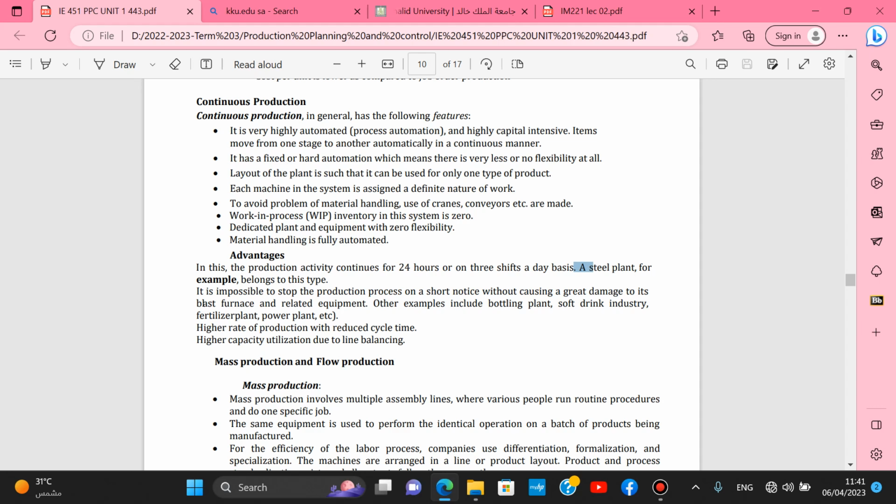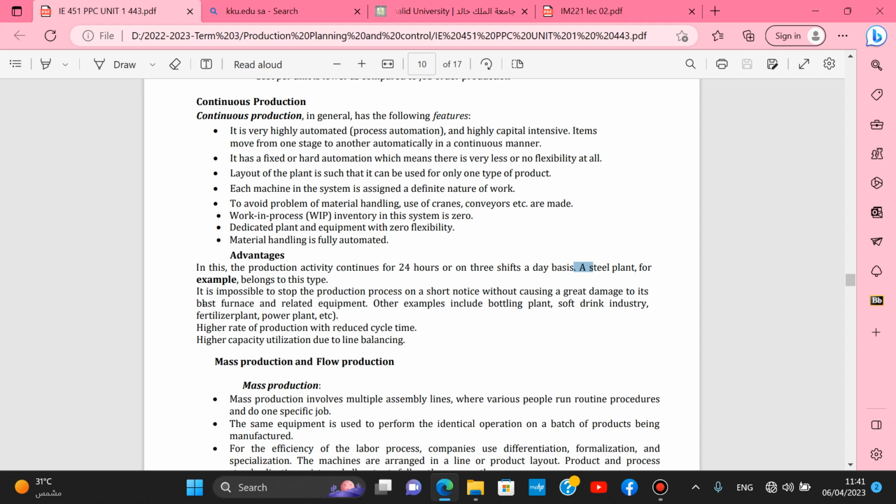التوقف في البرودكشن في الحالة هذه يعني يعتبر حدث خطير. عرفتوا كل الناس تتجند علشان تشوف سبب توقف الشغل. اوكي ما لازم يتوقف. عرفتوا شيء continuous على طول بيمشي. لما توقفوا راح تصير damage perturbation. Other examples include bottling plant, soft drink industry, fertilizer plant, power plant إلى آخره.